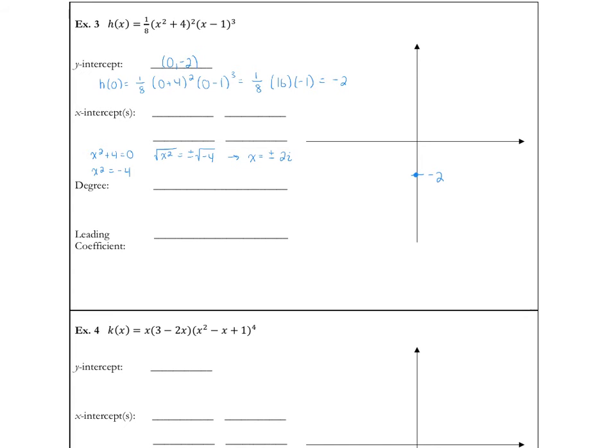And so while they are technically zeros, they will not show up on the graph because we graph on a real number coordinate plane. So yes, these are two separate zeros: x equals plus 2i, x equals minus 2i, and they are each of multiplicity 2. But for graphing, we're not going to include them.